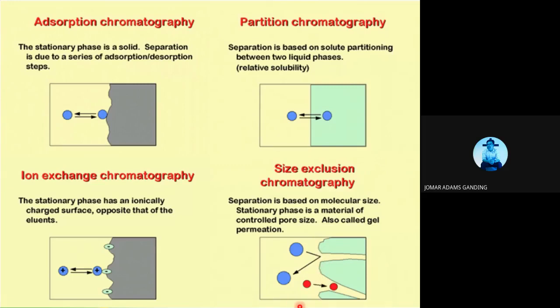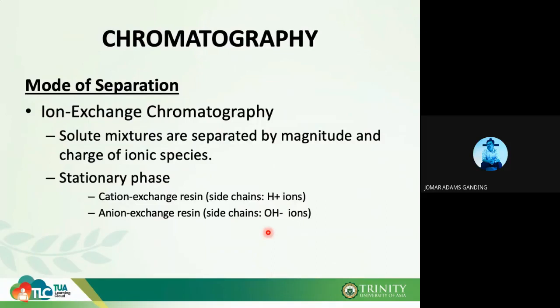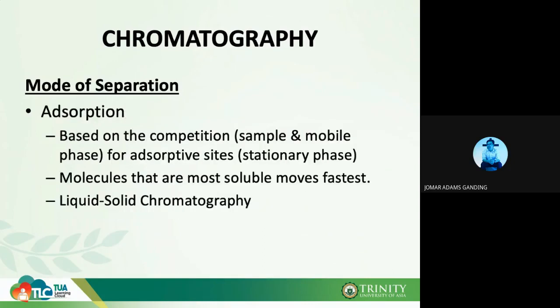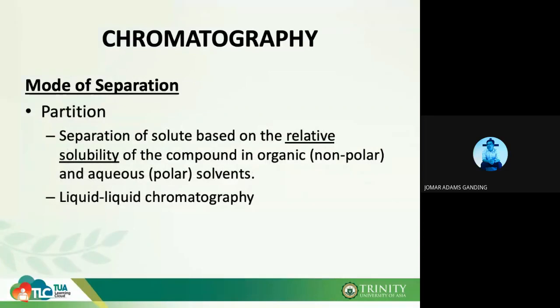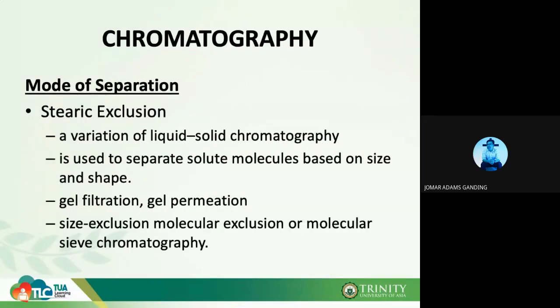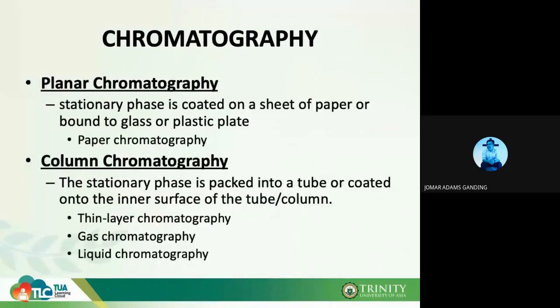The last but not the least is ion exchange chromatography. In ion exchange chromatography, solute mixtures are separated by the magnitude and charge of their ionic species. The stationary phase is your resins, which can be cation or anion resin. So let me just differentiate the four ways to separate using chromatography. We had your adsorption, your partition, your steric exclusion, and your ion exchange.